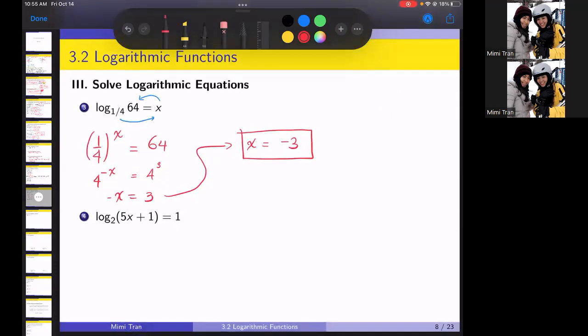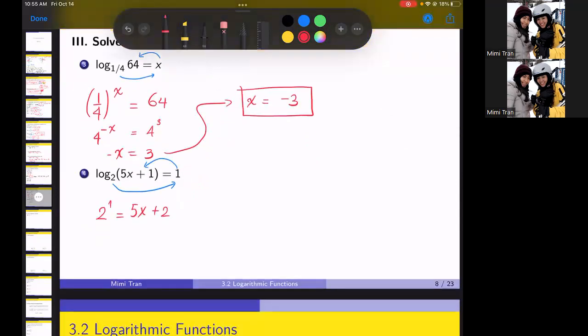Number 4 should be easy. Someone tell me the equation. What, 2 what? 2 to the first, which is 2, equals 5x plus 1. Yeah, 5, that's your input, right? So now you know how to solve this. So 5x plus 1 equals 2, 5x equals 1, x equals 1/5.